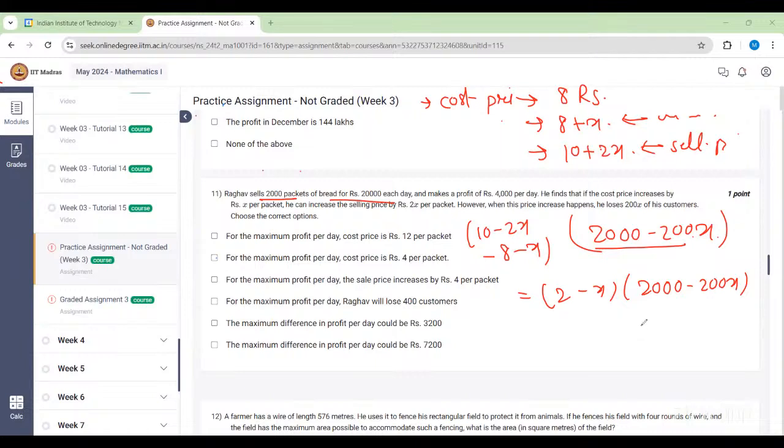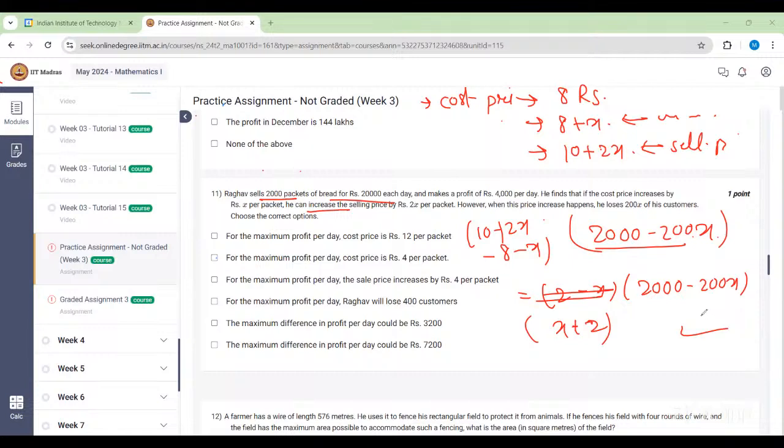2000 minus 200. 2 plus x, ma'am. 2 plus x. 2 plus x where? Ma'am, the selling price is 10 plus 2x, but you wrote 10 minus 2x. Oh, okay. So, yeah, it increases by x. So now it will be x plus 2. Correct? Yes, ma'am. Now we have to find the maximum value of this particular parabola. Yeah, so now we can find it by the formula.